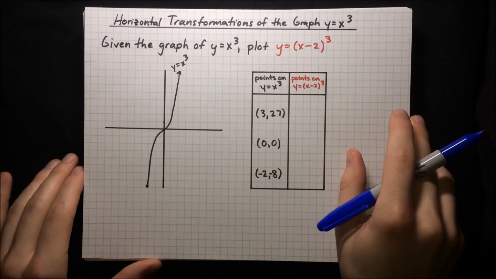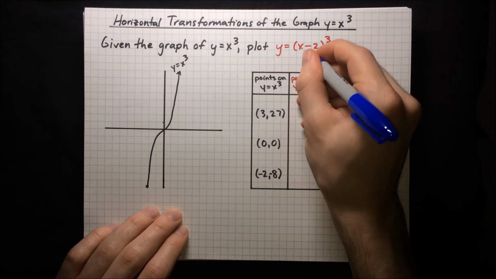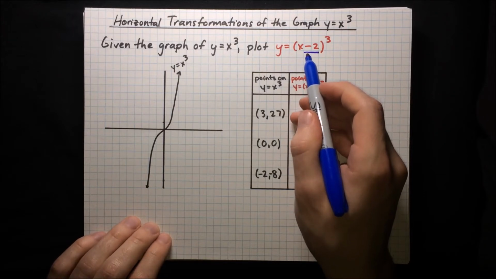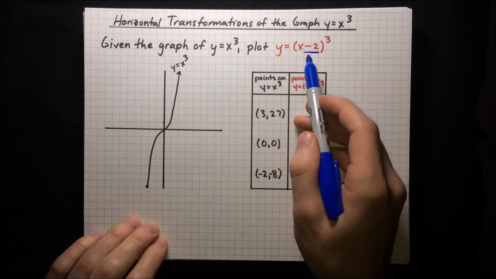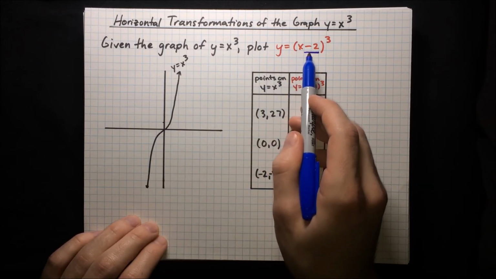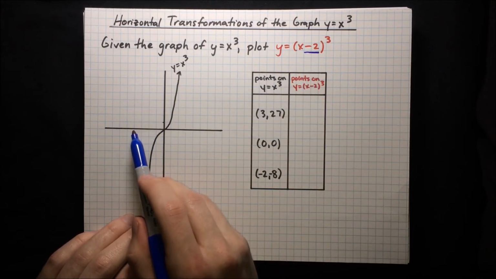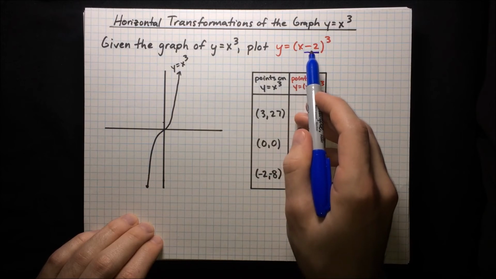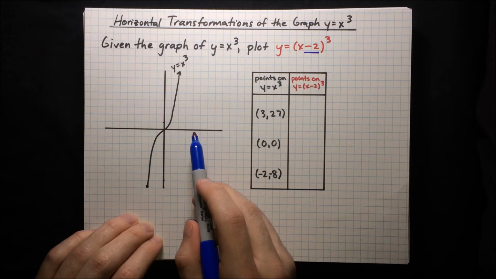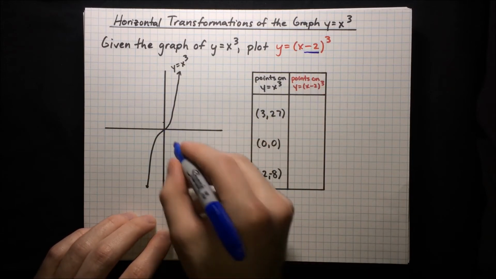Here's a really similar example, except on the inside of the cube this time, we've got a subtraction. We've got minus 2. So this is different from the last time when we had a plus. So what happens here? How does the graph shift horizontally when we have a minus inside? Well, when we had a plus, it shifted to the left in the negative direction. So you can probably guess that now that we have a minus, the graph is going to shift in the opposite direction, in the positive direction. And indeed, that's correct. So the graph is going to shift 2 units to the right in the positive direction.